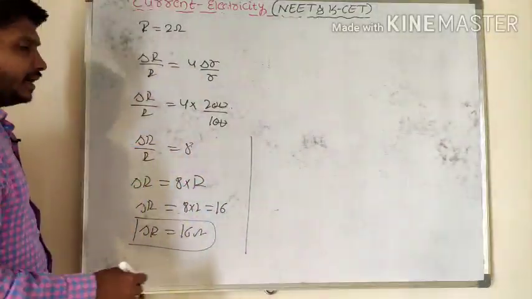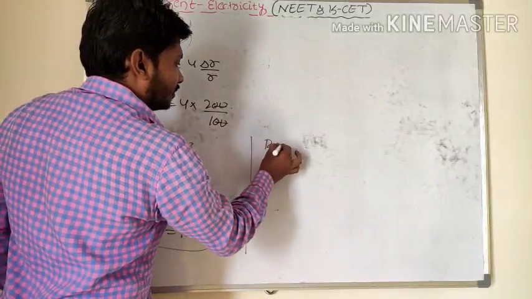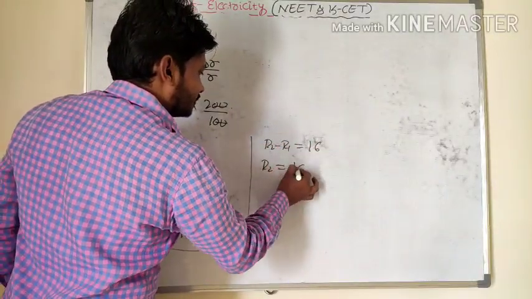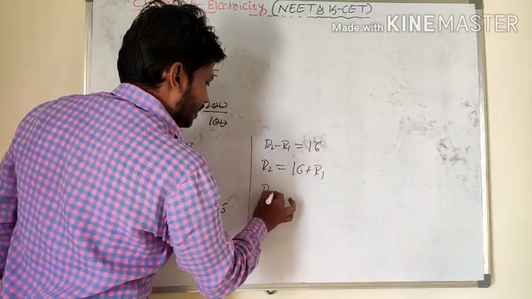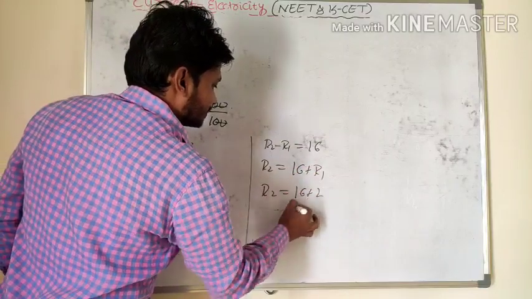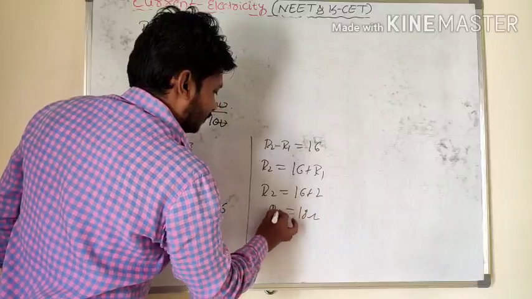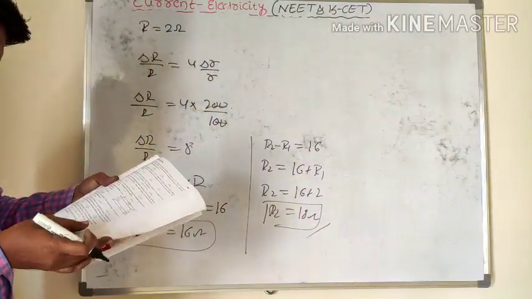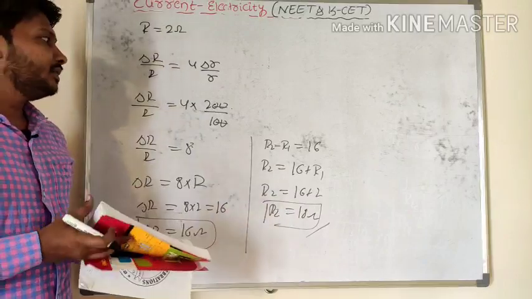So delta R is equal to R2 minus R1, which is equal to 16. R2 is equal to 16 plus R1 here. R2 is equal to 16 plus 2, that is 18 ohm. What is that R2 value here? R2 value is 18 ohm here. So what's the answer here? R2 value is 18 ohm.